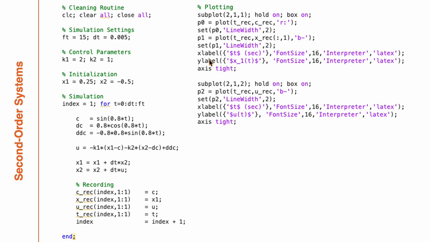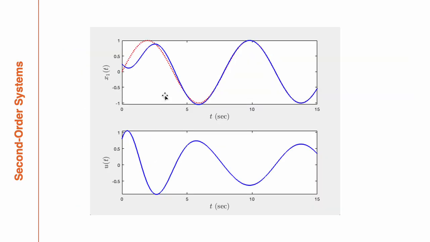But anyhow, with this recording and the plotting routines, if you run this code for this second order system, you are going to get this result. After a couple of seconds, you perfectly track this red dotted time varying command. This is X1. I am just showing X1, the position state, not the velocity X2. And this is your control signal.